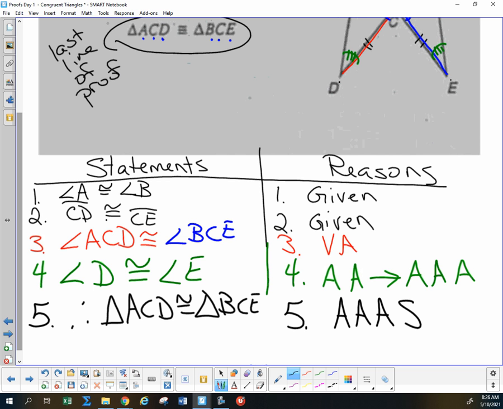And that was your first 2-column proof there. Anybody with questions on that?